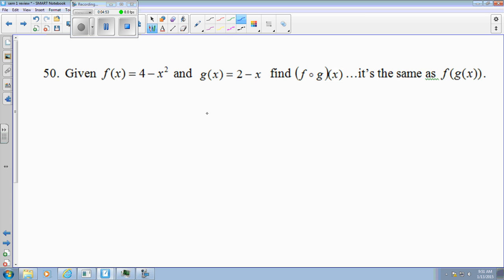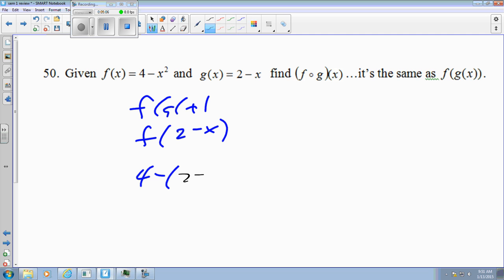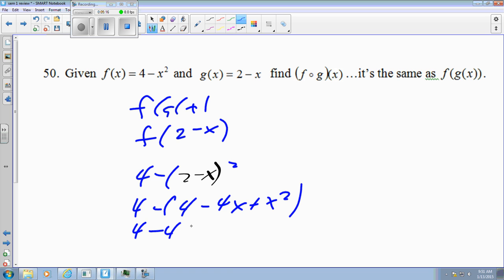And our last one, if we're going to find f of g of x, so we're going to do our g of x, which is 2 minus x. Then we're going to plug that in for the x in the other function, which gives me 4 minus (2 minus x) squared. And I'm going to get 4 minus 4 minus 4x plus x squared. And if I get rid of the negative, I get negative 4 plus 4x minus x squared. Simplifying that, I get negative x squared plus 4x.